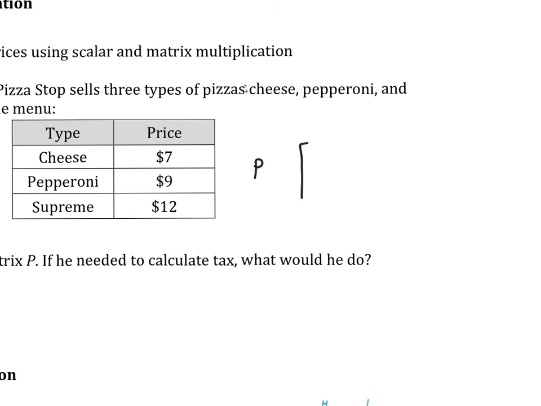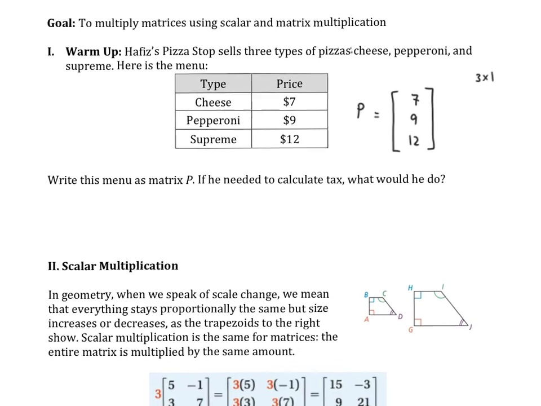And it's simply this. Remember, we drop all the units, and we just make sure to keep an order. So here I have 7, 9, and 12. That's it. And this, by the way, is a 3 by 1 matrix. The dimensions, 3 by 1.